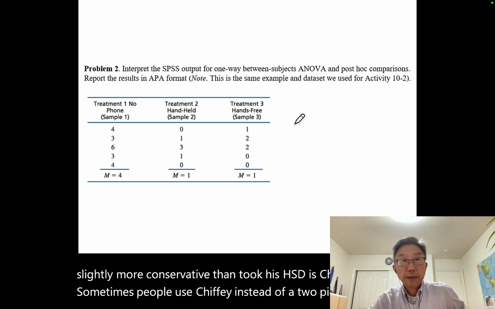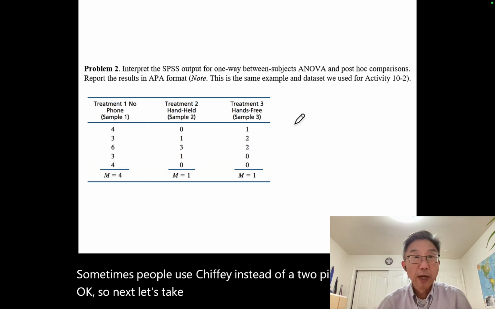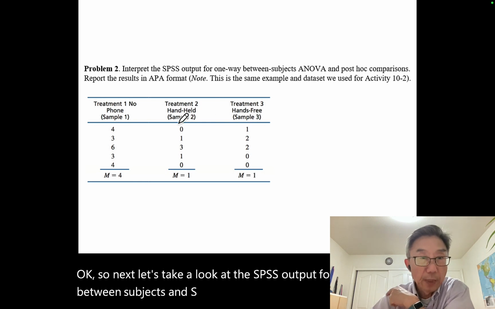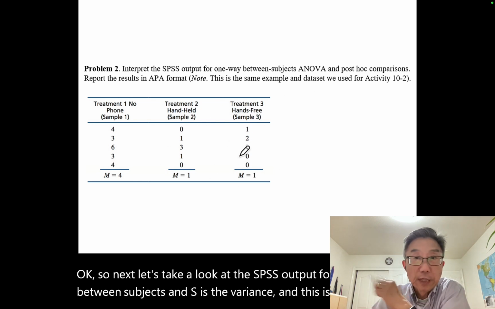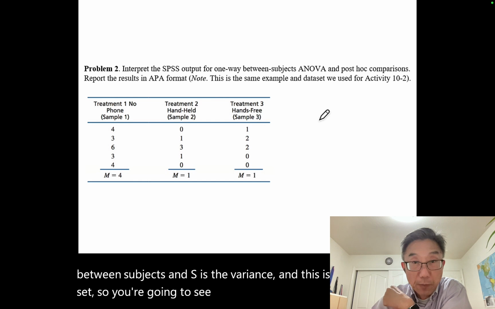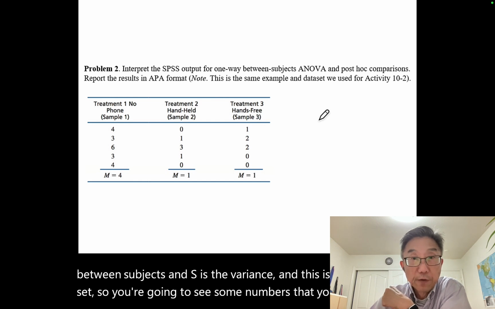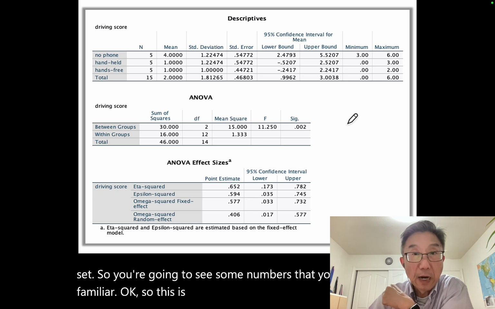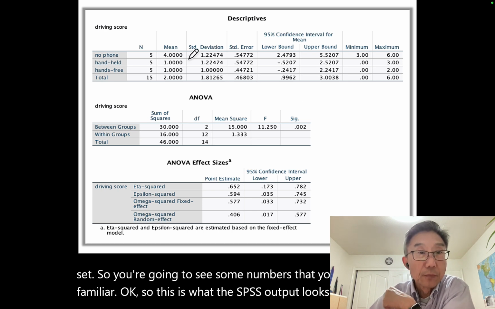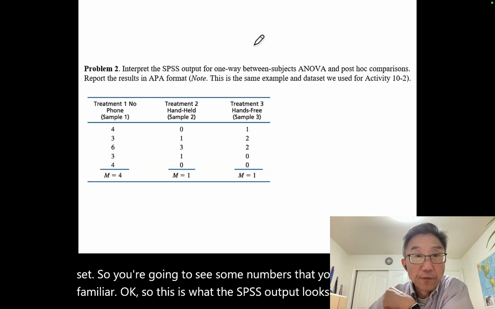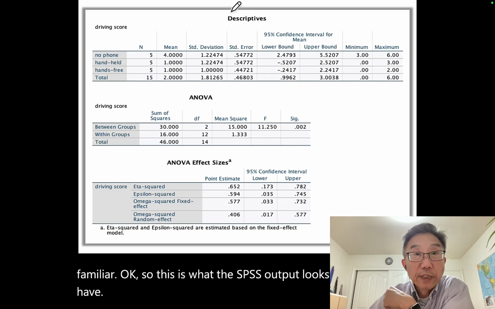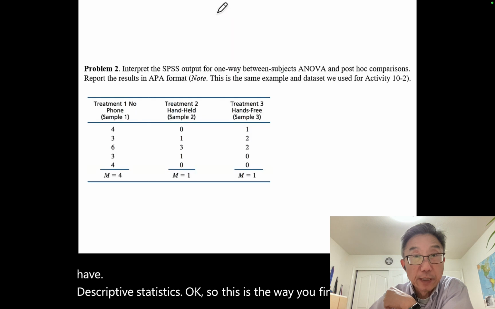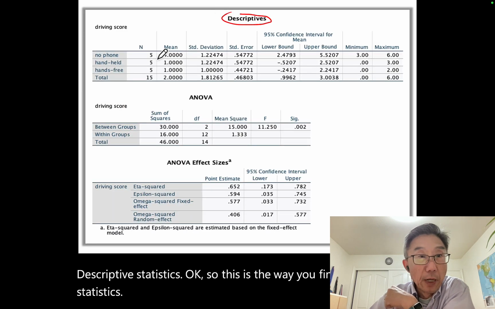Okay, so next, let's take a look at the SPSS output for one-way between subjects analysis of variance. And this is the same data set, so you're going to see some numbers that look very, very familiar. Okay, so this is what the SPSS output looks like. So first, you have descriptive statistics. This is where you find the descriptive statistics, and you have the mean.